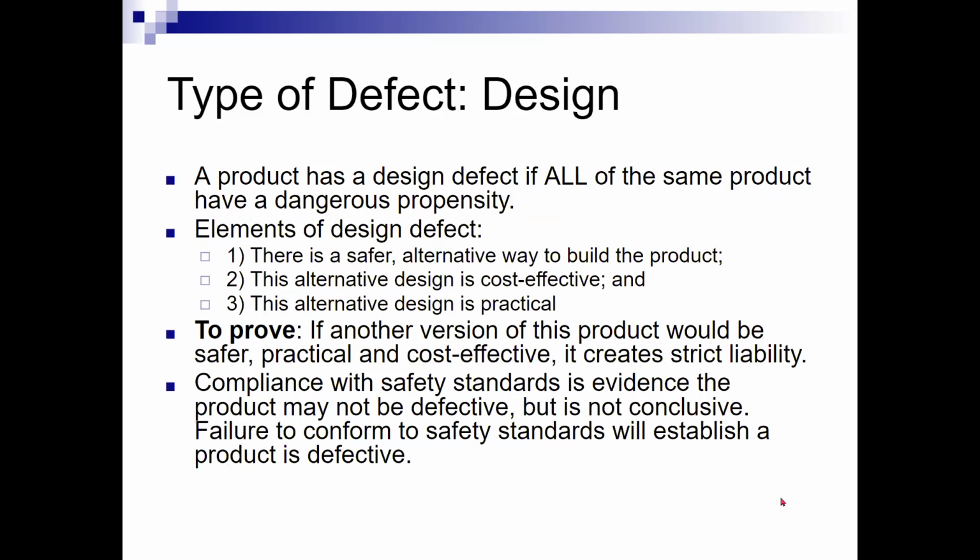Type of defect: design. A product has a design defect if all of the same product have a dangerous propensity. Elements of design defect. 1. There is a safer, alternative way to build the product. 2. This alternative design is cost-effective. And 3. This alternative design is practical. To prove, if another version of this product would be safer, practical, and cost-effective, it creates strict liability.